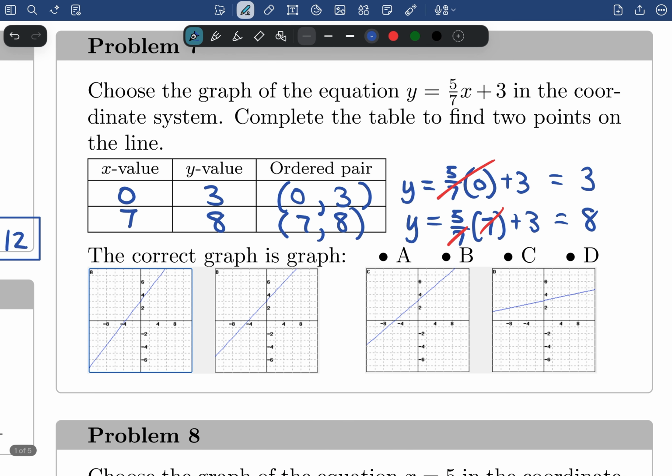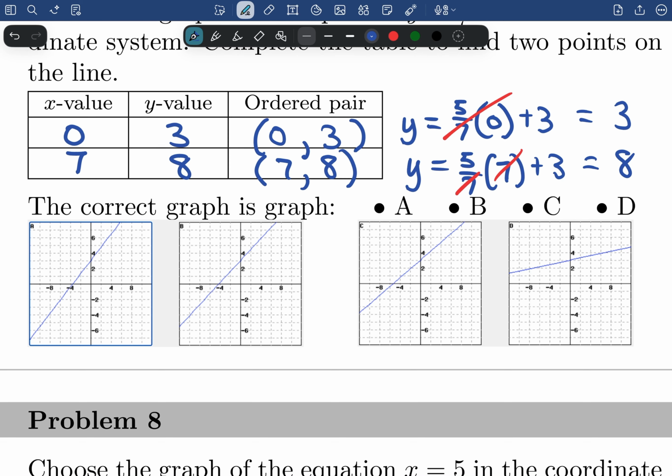Now, as you look to decide which graph is correct, please pay attention to the scaling of the x and y axis. The y-axis is scaled 1 unit at a time, like 1, 2, 3, 4, 5, 6, 7, 8. But the x-axis is scaled 2 units at a time. It's starting here and going 2, 4, 6, 8, 10, 12. So the scaling is slightly different. Please note that. Now, I'm going to look for the graph that has my 2 points on it that I chose, 0, 3. This graph has 0, 3. So does this one. So does this one. So does this one. So all of them have 0, 3. But the one that will make the correct choice for the graph stick out is this point, 7, 8.